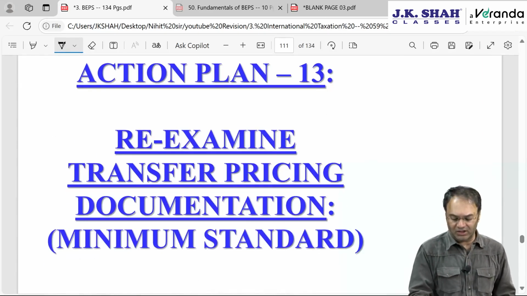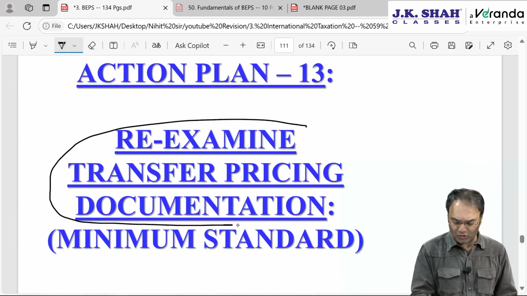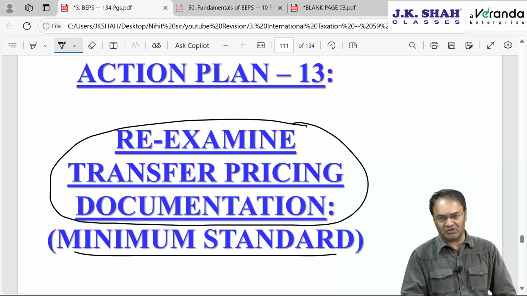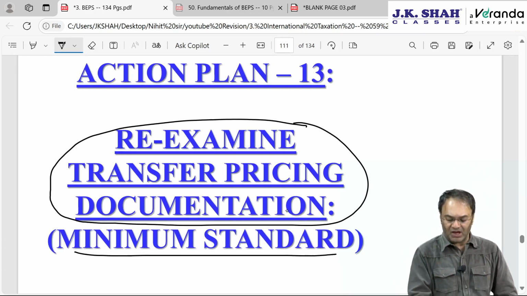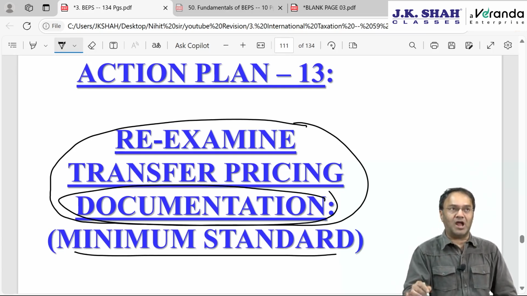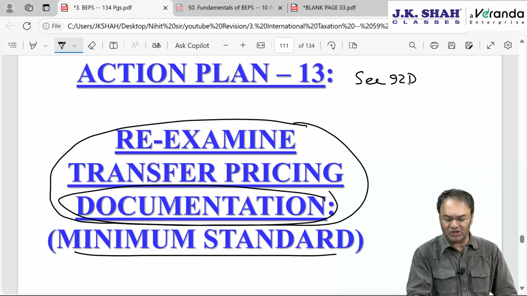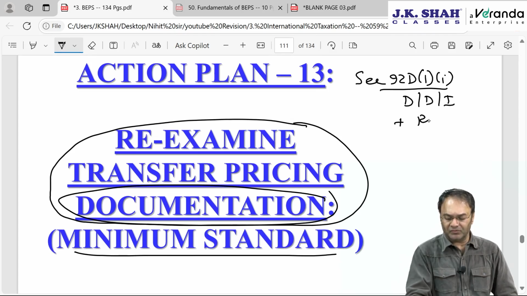Now, Action Plan 13, re-examine transfer pricing documentation. This is a minimum standard. This is nothing but what we already discussed in the transfer pricing chapter. Transfer pricing documentation. So, prior to AY 16-17, before BEPS was introduced in India, in the transfer pricing chapter, as per section 92D, sub-section 1, clause 1, those who had entered into an international transaction were required to maintain data, document, information, DDI, as given in Rule 10D.